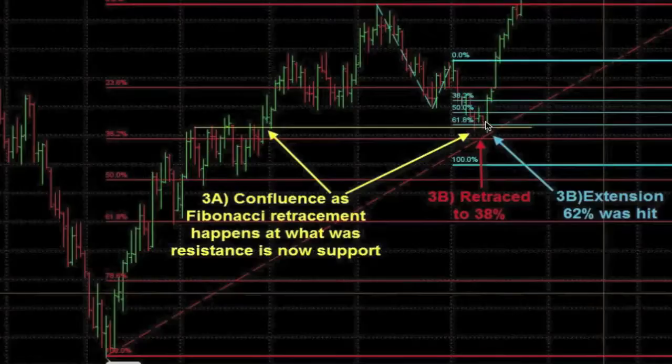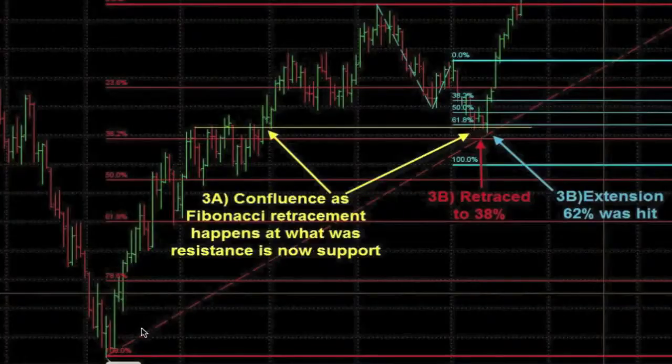And to add to that evidence, we also come back to what was resistance and is now support. People who went short over here are happy to cover their position when it gets back to break even. That's why this support is now working. And here we add all three things together to give us a high odds entry.